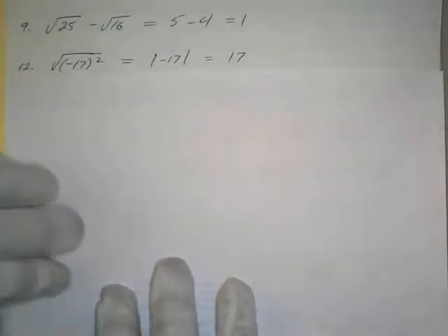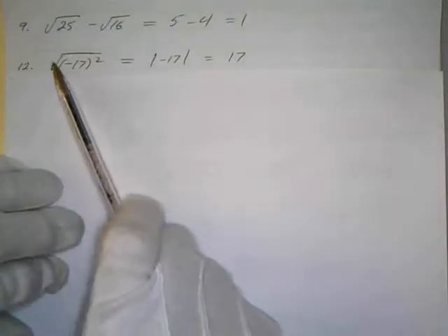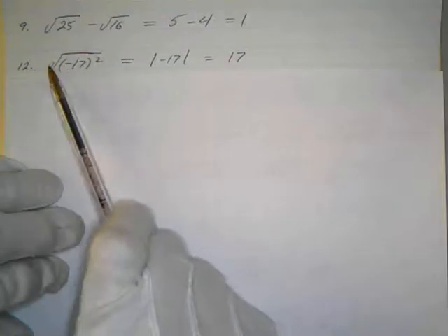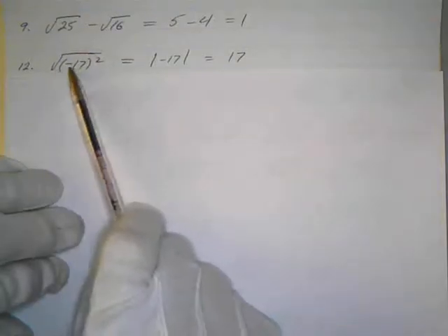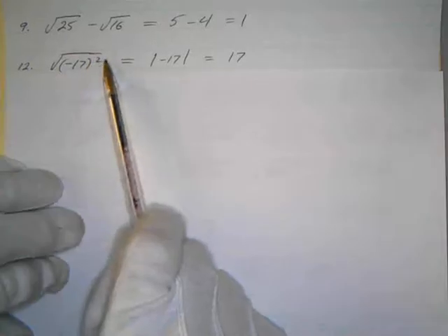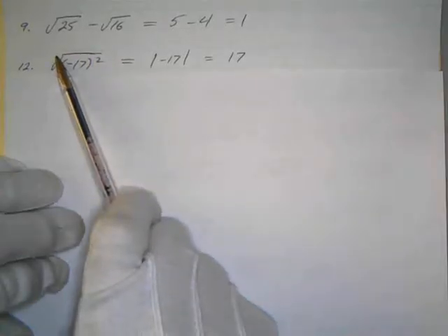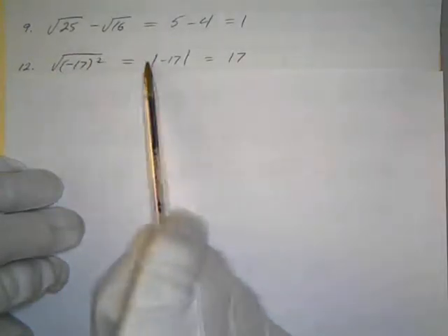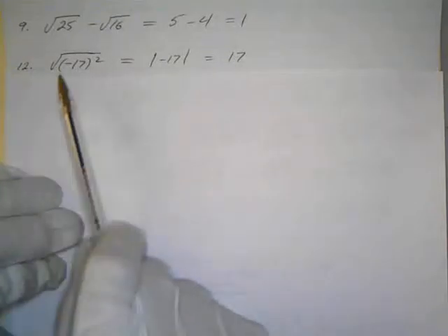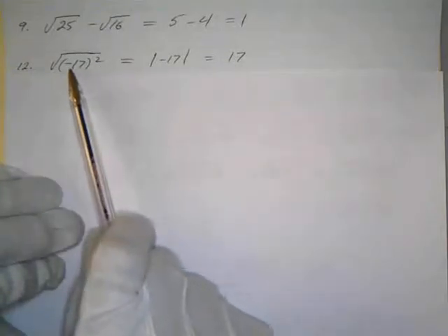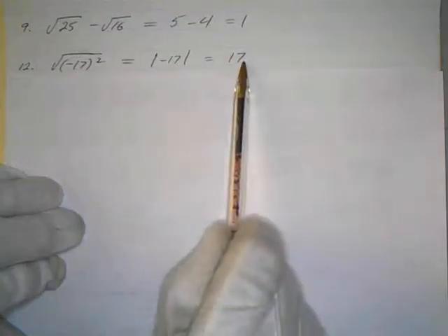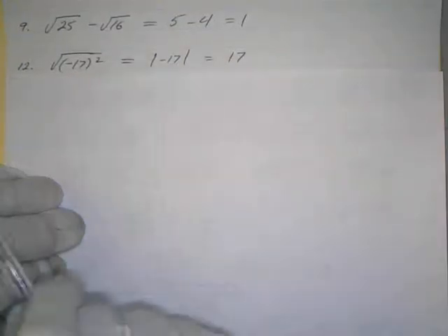Okay, now number 12, the square root of negative 17 squared. Now remember, we had a rule that if we're taking the square root of a number squared, or the square root of any even power, that's just going to be the absolute value of the number, so that's just 17. Or if you wanted to work this out, you could say negative 17 times negative 17 is positive 289. The square root of 289 is 17. You could do it like that, but if you use this rule, it's just going to be absolute value.